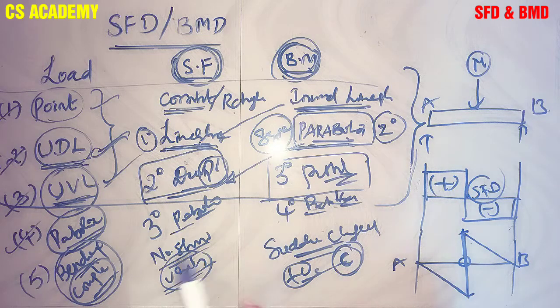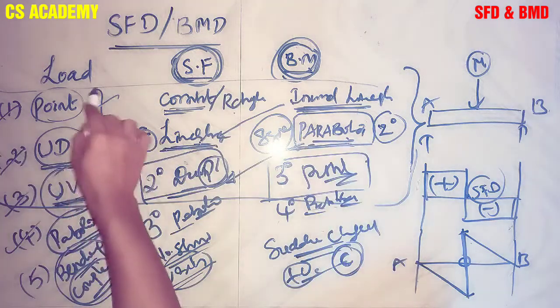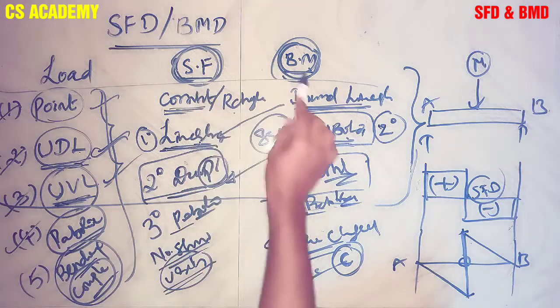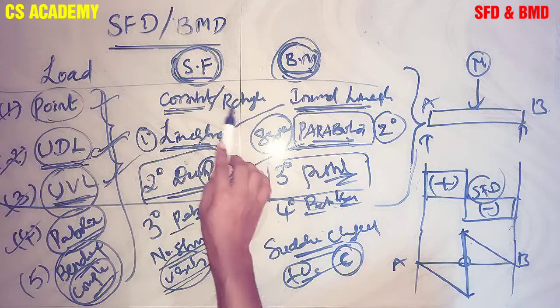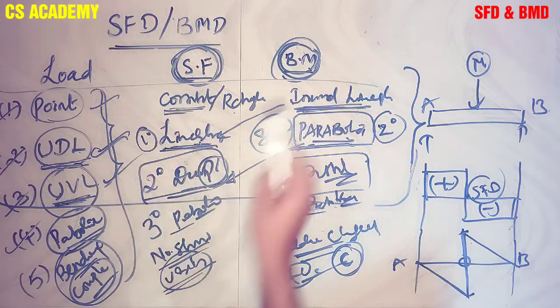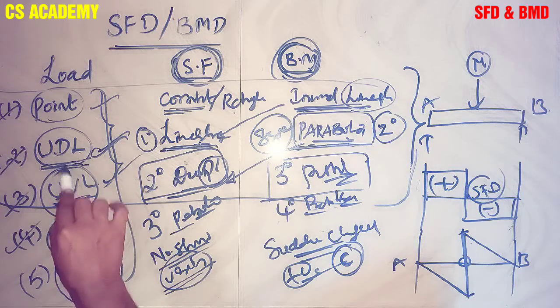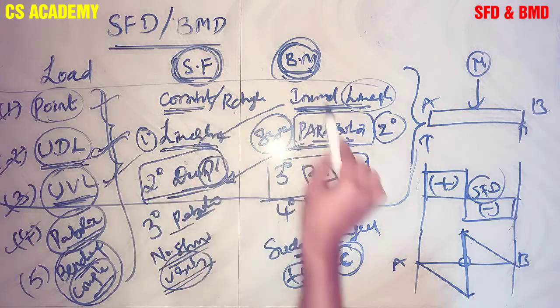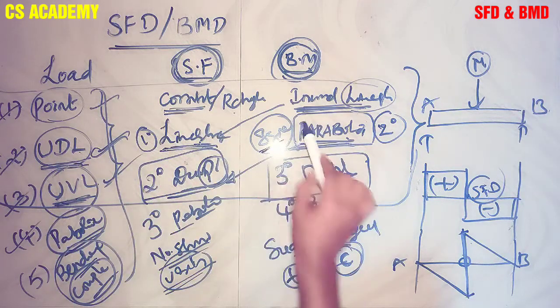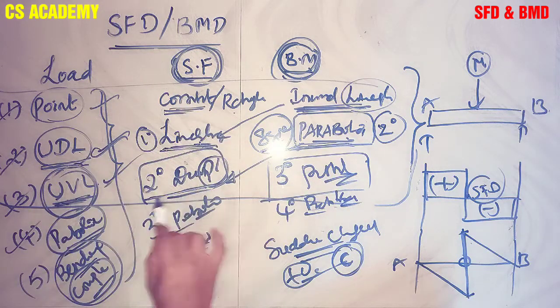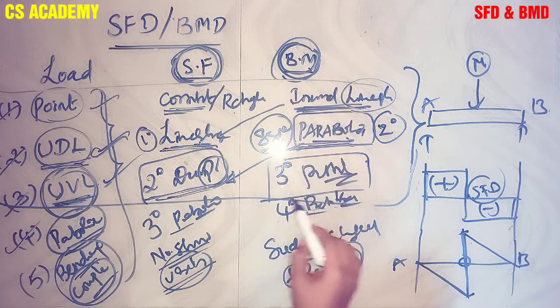So these are the five different types of loads which act on a beam, and we should know them before drawing the shear force and bending moment diagrams. For a point load, the shear force is constant and the bending moment diagram is linearly varying. For a uniformly distributed load, the shear force diagram is linearly varying and the bending moment is parabolic, that is, a second degree parabola. For a uniformly varying load, the shear force distribution is a second degree parabola, and the bending moment diagram is a third degree parabola.